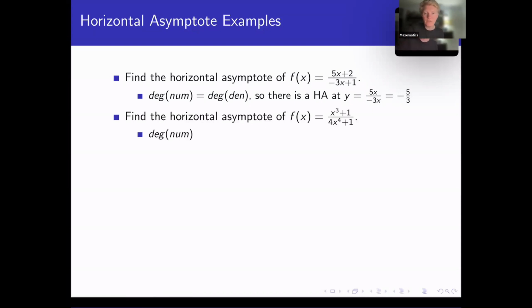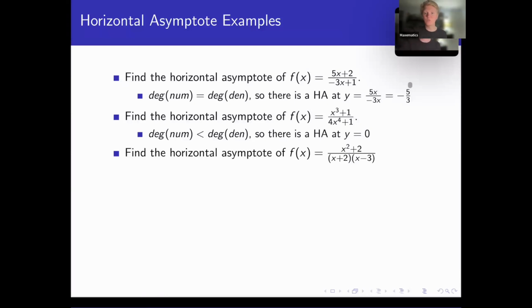Okay, horizontal asymptote of (x cubed plus 1) over (4x to the 4th plus 1). The degree of the numerator is 3. Degree of the denominator is 4. So degree of the numerator is less than the degree of the denominator. So in the case where it is less than, there is a horizontal asymptote at y equals 0.